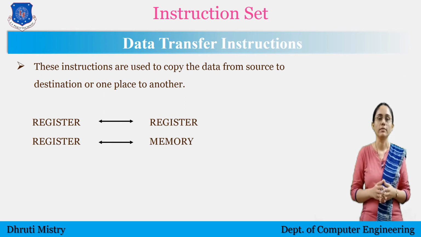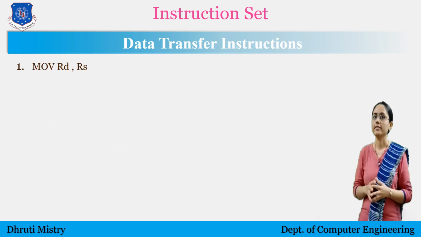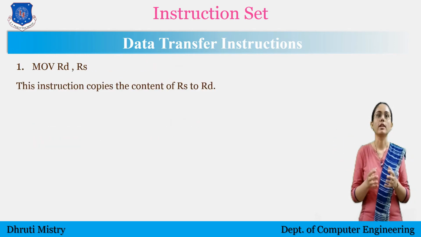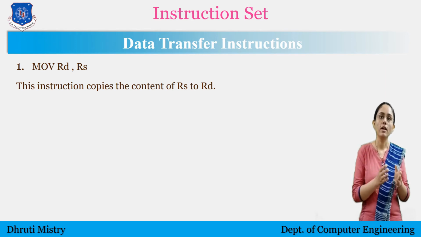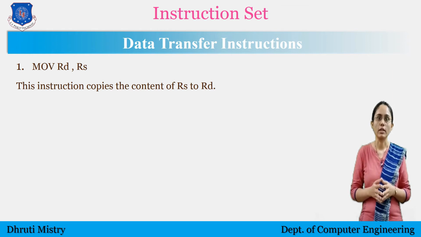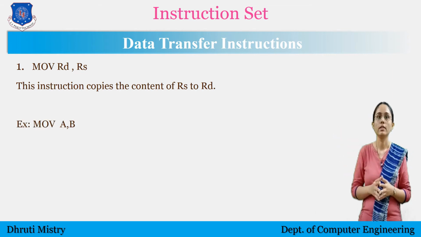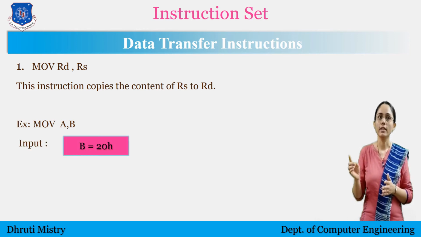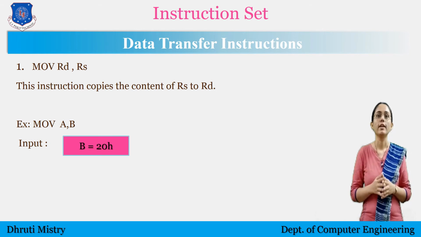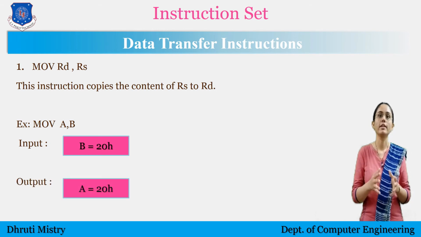So let's see them. In the first category, we have MOV Rd, Rs. This instruction copies the contents of the source register, Rs, to the destination register, Rd. Let's take one example so it will be more clear. If I execute the MOV A, B instruction and register B has data 20 hex, then after execution A has 20 hex, which means the data of the B register will be transferred to the A register.